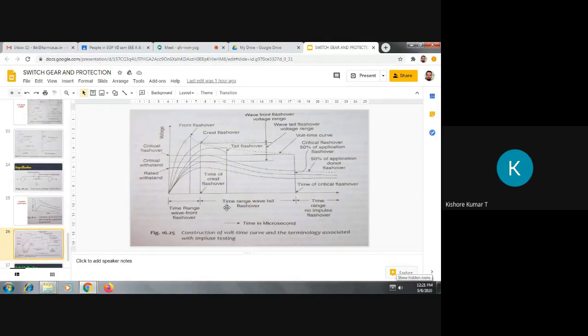We take an equipment and send an impulse waveform across it with different magnitudes. See here, you can see a number of waveforms. These waveforms represent impulse waves applied on that equipment with different magnitudes. The first waveform magnitude is low, the second waveform magnitude has increased, the third has increased, and so on.